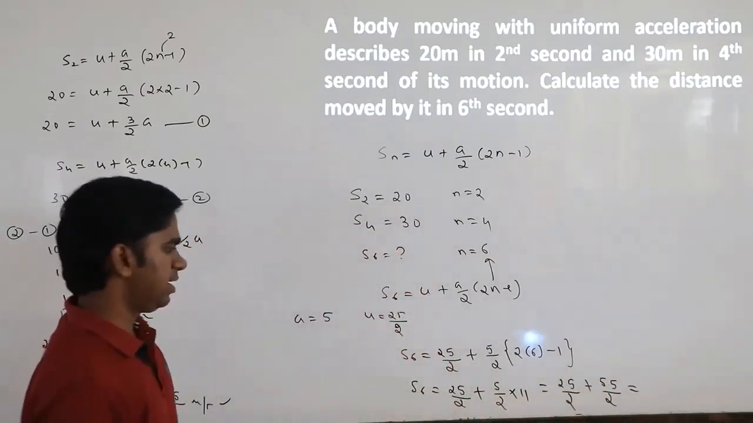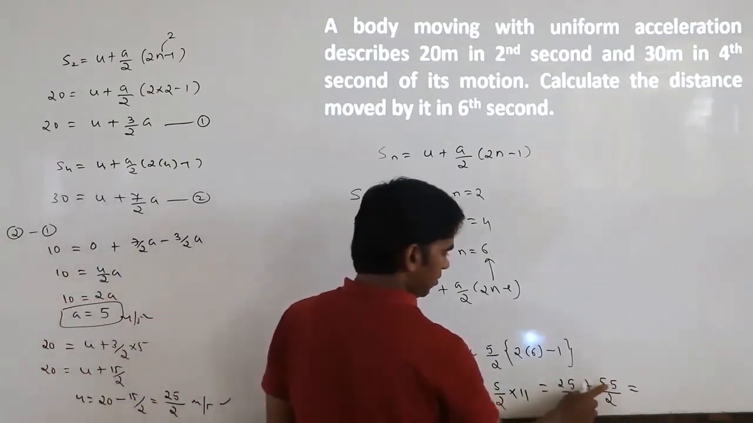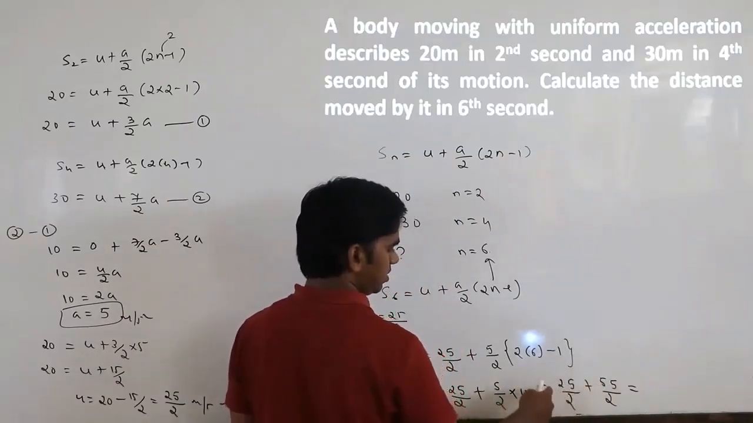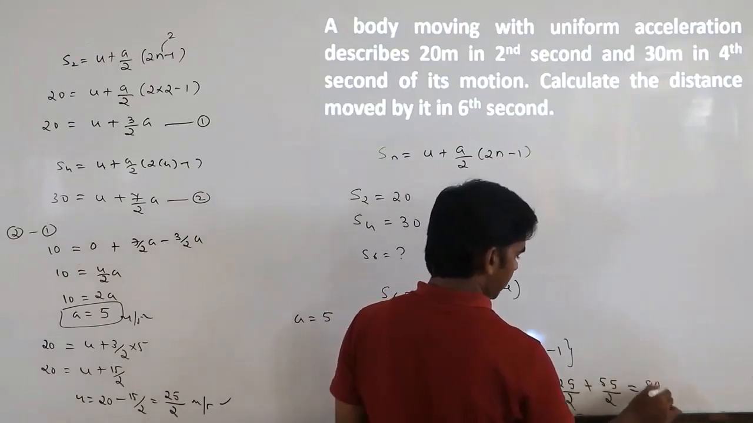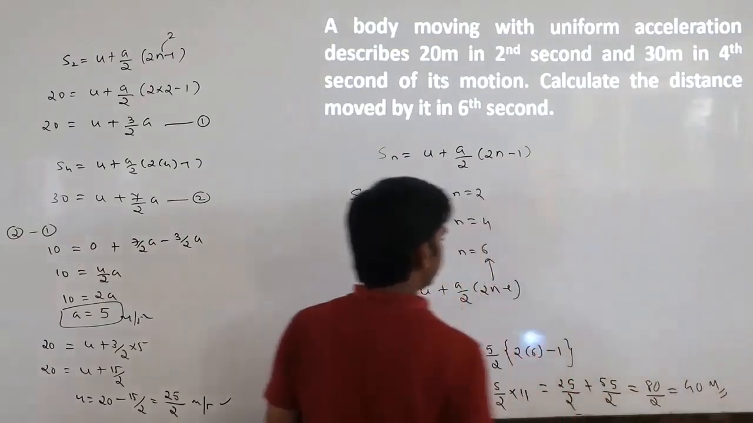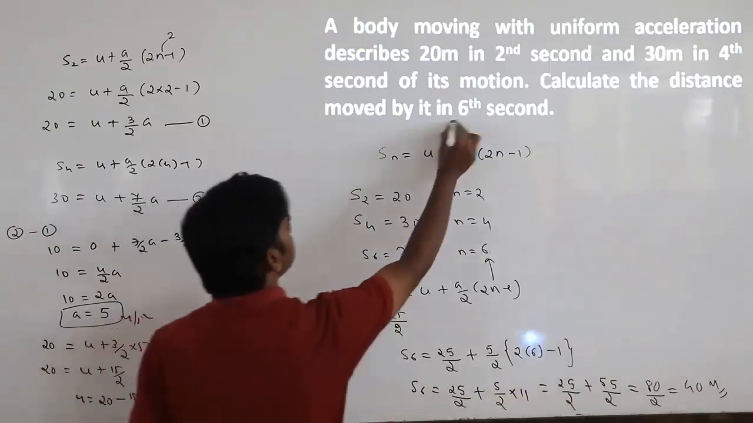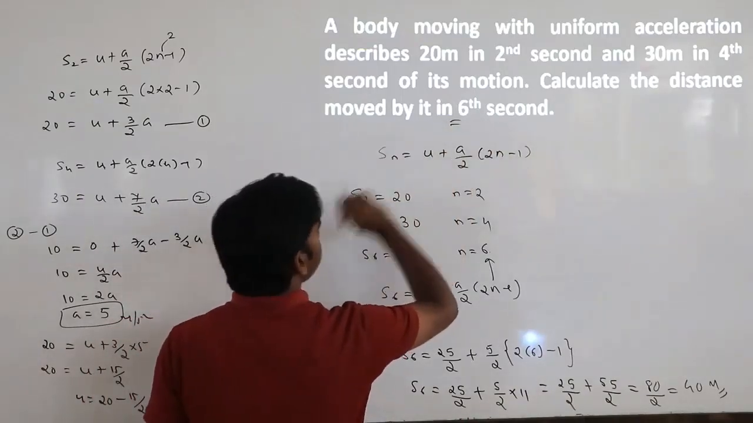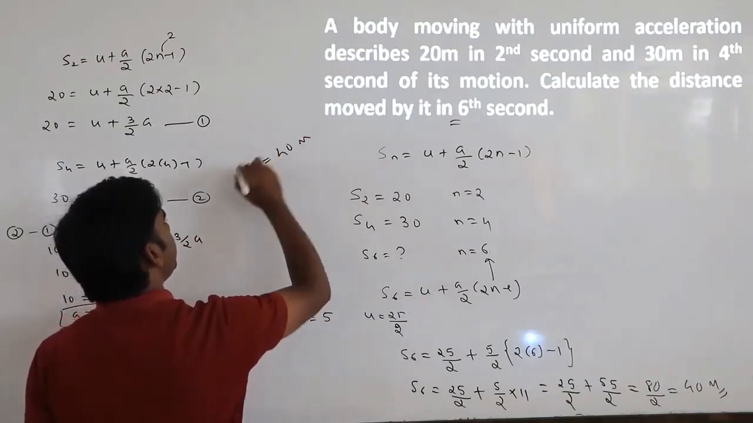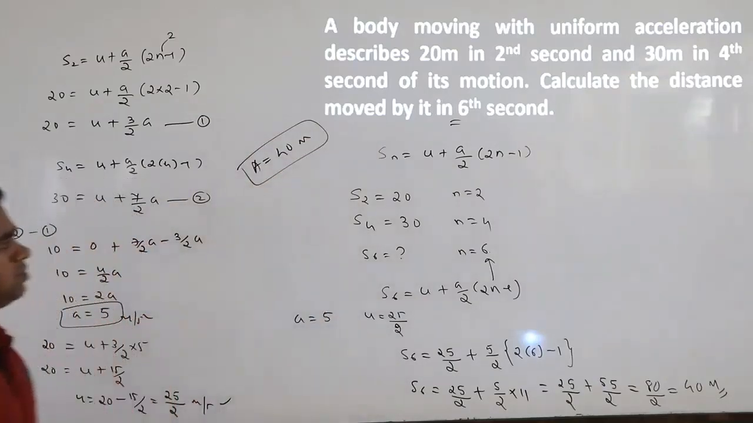So we will get 25 plus 55, which becomes 80. So 80 divided by 2, that is 40 meter. So the distance traveled in 6 seconds is 40 meter. So the answer is 40 meter. This is how we can solve it. A very good example. Practice it, you will get it.